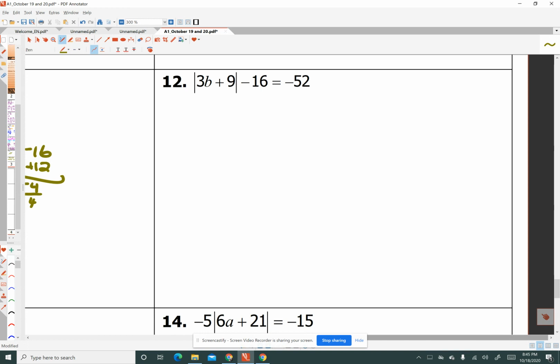Let's do problem number 12. First, we'll add 16 to both sides. And we have the absolute value of 3b plus 9. The absolute value of that equals -36. And this is where we have no solution. Absolute value cannot be negative.